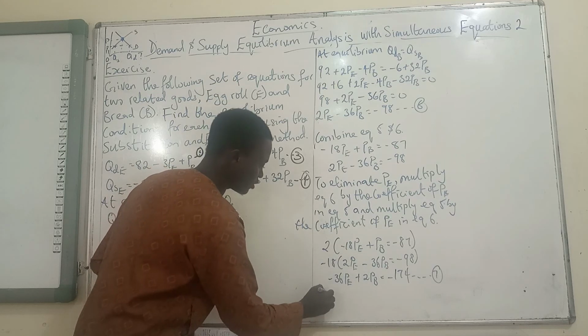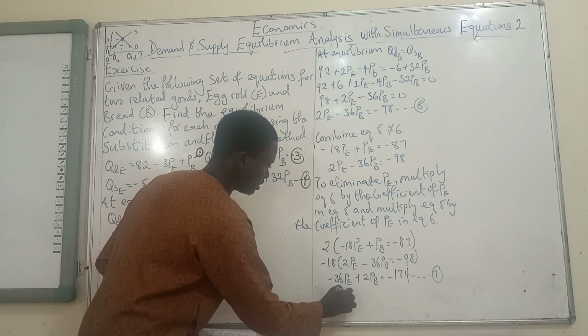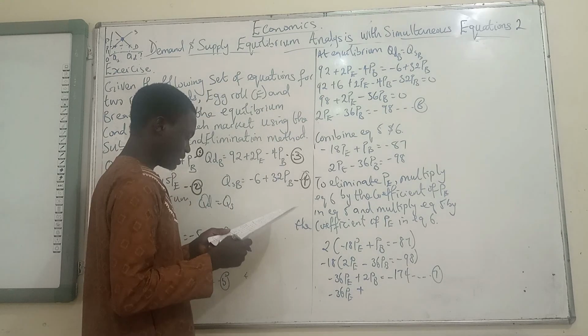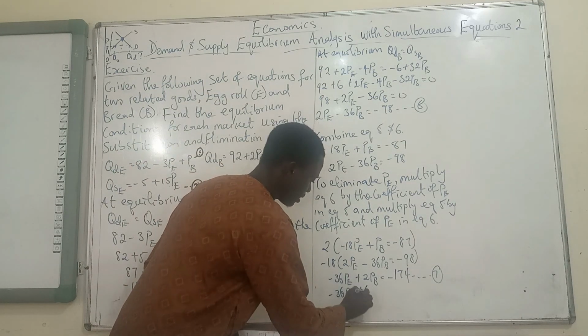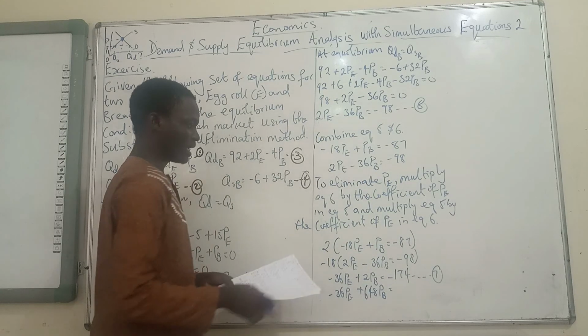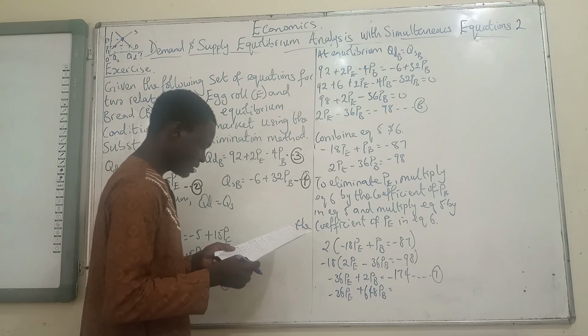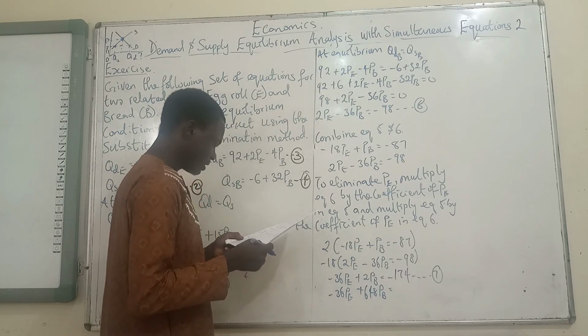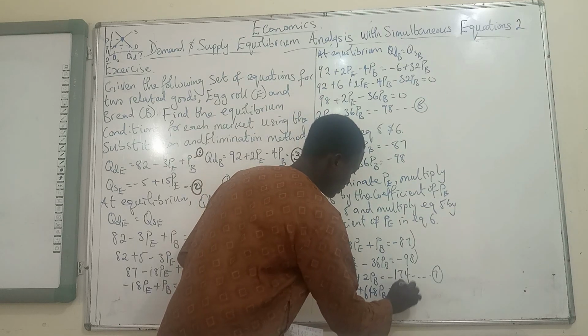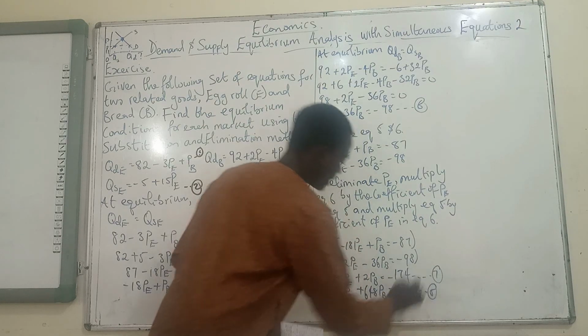Now we do the same thing here. Minus 18 times this is going to give us minus 36PE. Minus times minus is going to be plus. 18 times 36 is 648, so we have 648PB equals minus 18 times minus 98. That's going to give us plus 1764. So we just have 1764. This is equation 8.